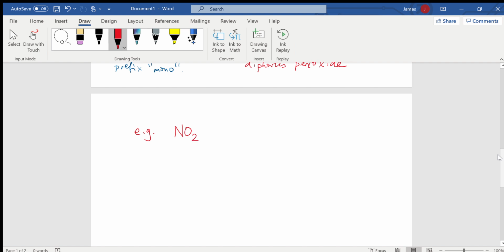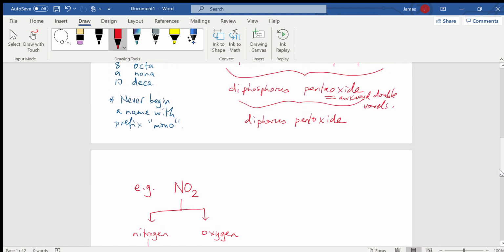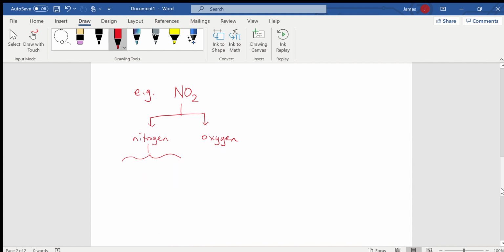So then we would have our first and our second element. We have nitrogen, and then we have oxygen, right? Then we have, for our first element, only one of them. That would be the prefix mono, but that rule, remember, says that you don't start a binary covalent name with the prefix mono. So we'll ignore the prefix on this occasion and just write nitrogen.